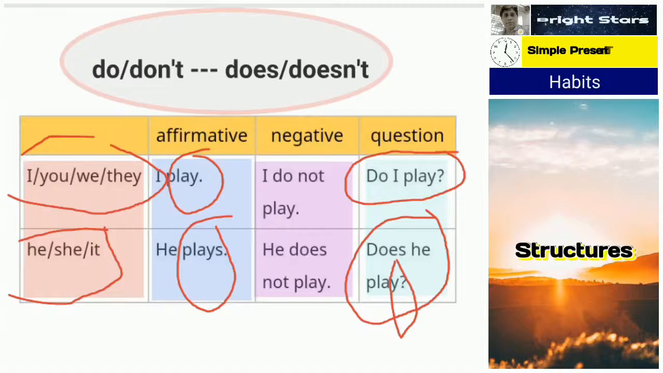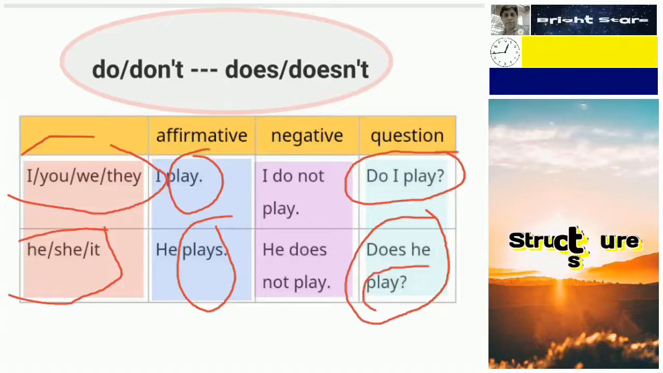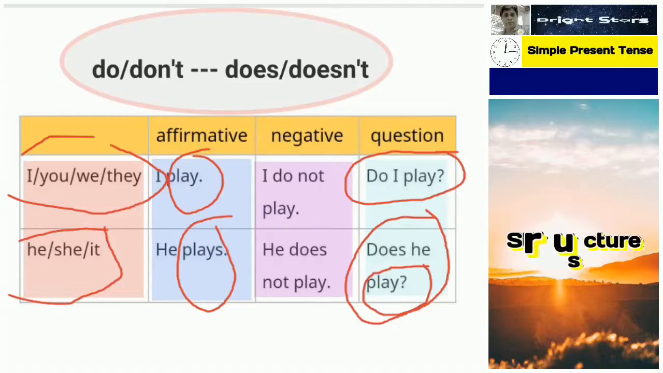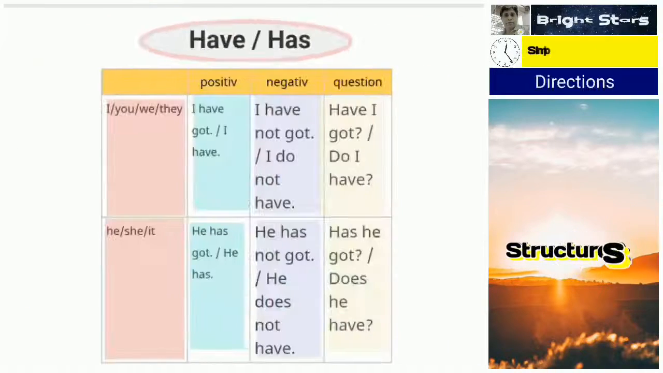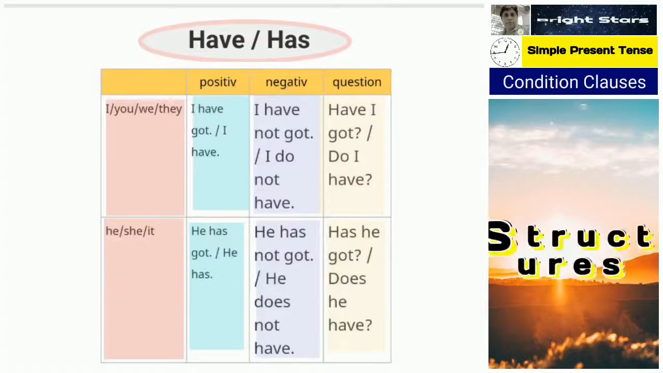So this is very important. Here, see, play: we are using play as it is. "Does he play?" Somebody says "does he plays", so that is wrong. "Does he play" is the correct one. So here you can see the have and has forms.